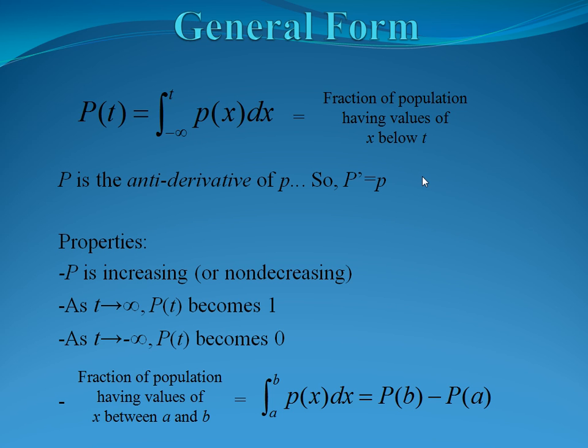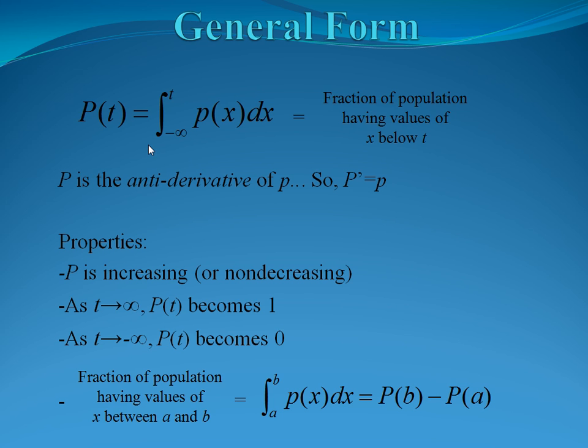So what does the general form look like? Since it's the antiderivative, we're taking the integral from negative infinity up to t. Now, negative infinity is just the general form. Usually we start around 0, so it's whatever your starting point is up till t. And that gives us the fraction of the population having values of x below whatever t is. So again, capital P is the antiderivative of little p, and if you were to take the derivative of the CDF, you would get the PDF back.